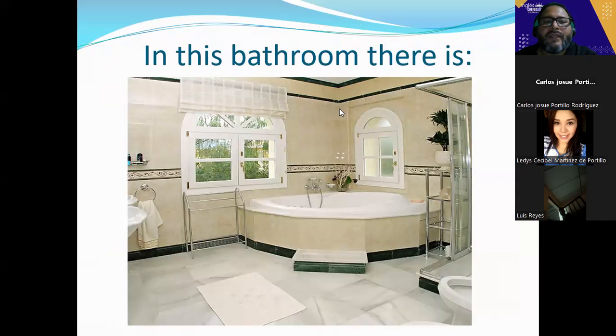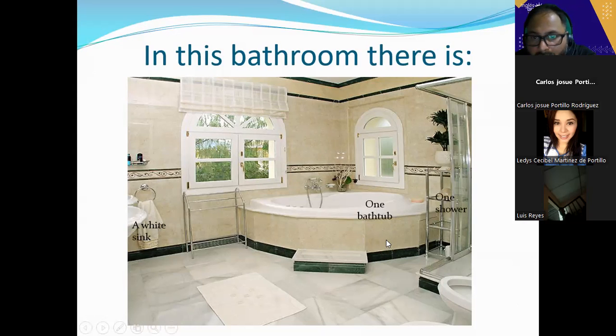As you can see over here, it says there are two bathrooms. Okay. This is the first one and this is the second one, right? In this bathroom, there is what? There is a what, people, in this bathroom? There is a white sink. Now, one bathtub. There is or there are? There is one bathtub. Good.